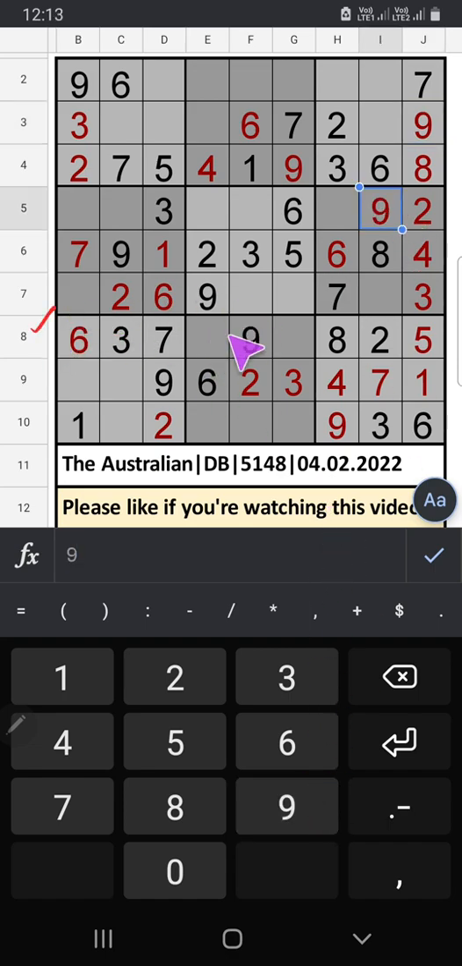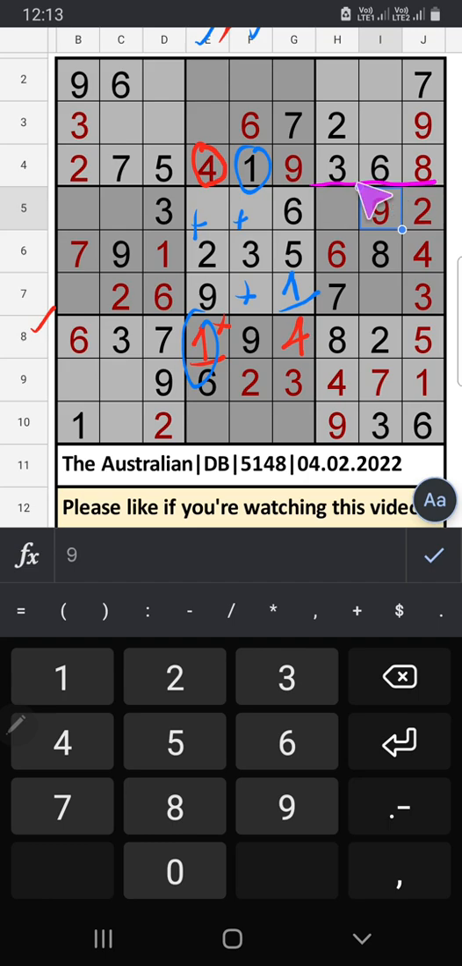Eighth row, only 2 numbers are remaining, 1 and 4. Column E, we have 4. 4 can't come in this cell. 4 is confirmed here, then 1 is here. Column E and column F, we have 1. So 1 can't come in these cells, then 1 is confirmed here.